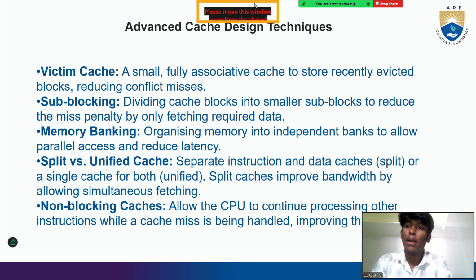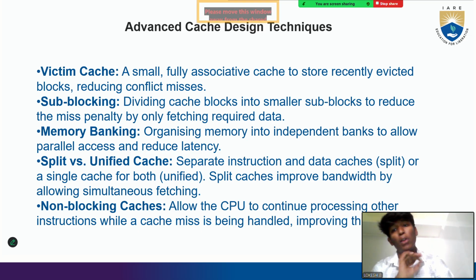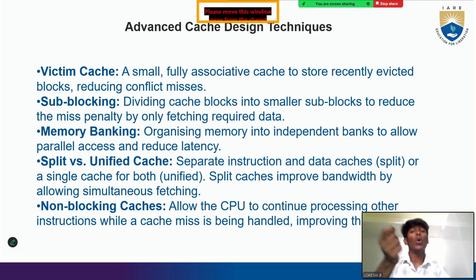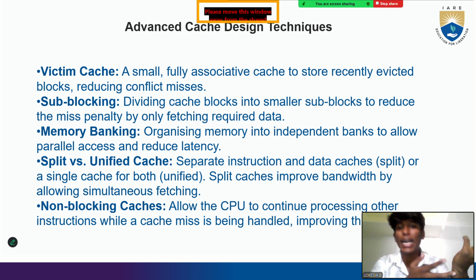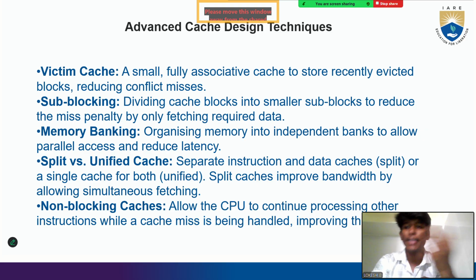Victim cache: a small fully associative cache to store recently evicted blocks, reducing conflict misses. Sub-blocking: dividing cache blocks into smaller sub-blocks to reduce the miss penalty by only fetching required data. Memory banking: organizing memory into independent blocks to allow parallel access and reduce latency.